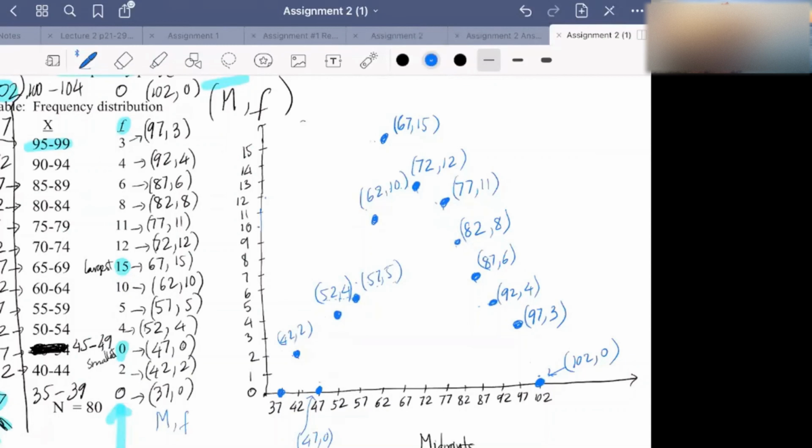So now we just have to connect all the points together. And make sure that you put the 2 marks here to show that you anchor the graph down, and another 2 on the left here. All right, so that is the frequency polygon.